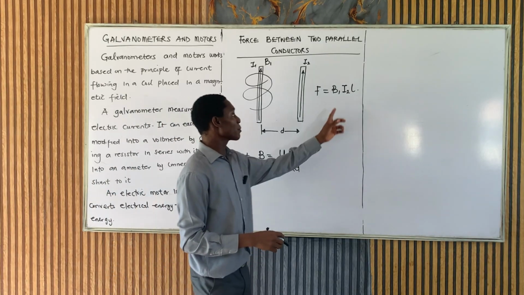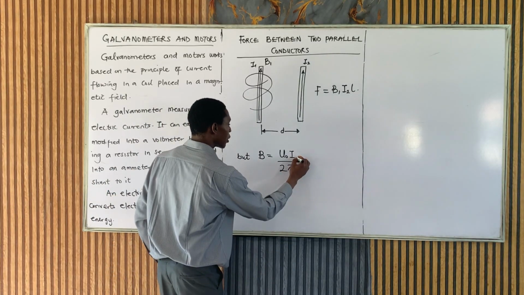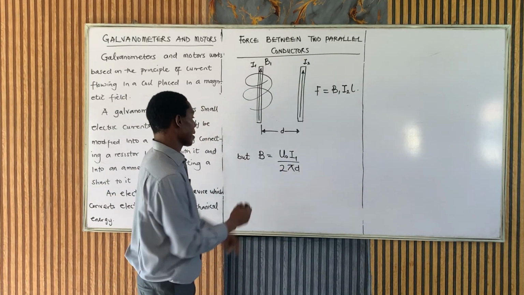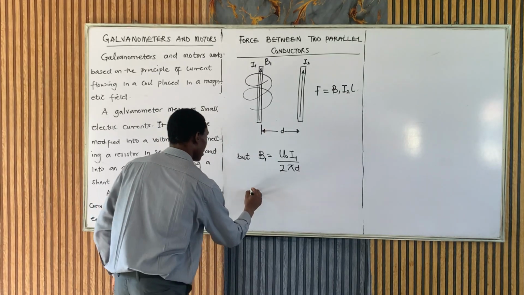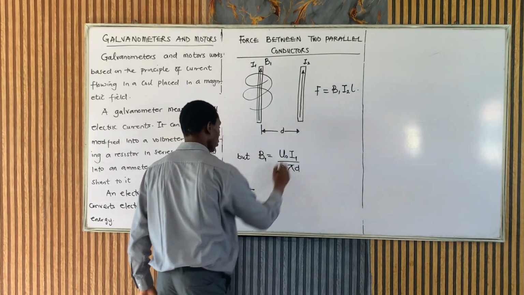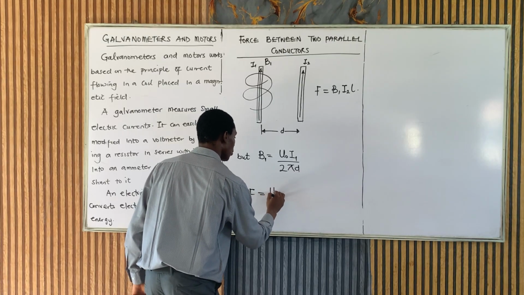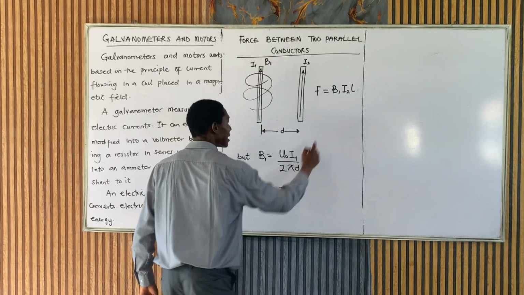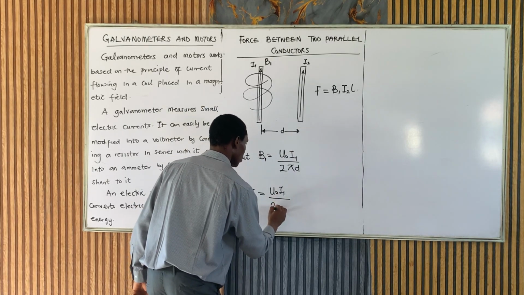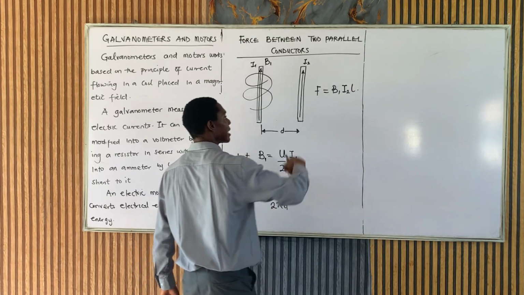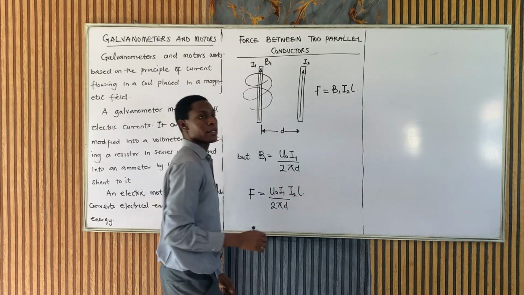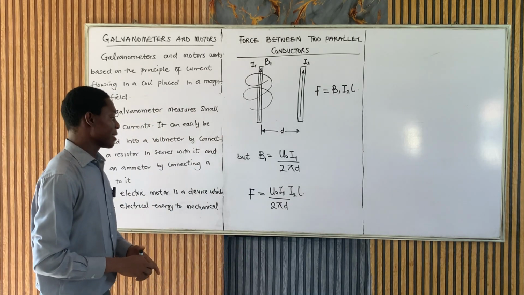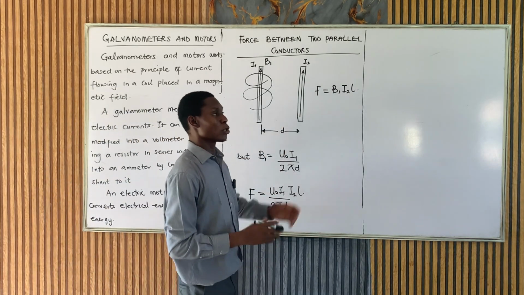Hence, if we substitute that here, this is going to be U1 actually, because this is B1 for this one. Hence, the force experienced by this second conductor will be U naught I1 over 2 pi d, then times I2 L, which is the length of the second conductor.